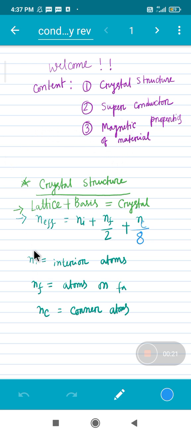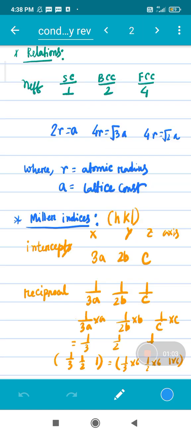So suppose I ask you, what is a crystal? A crystal is basically lattice plus basis. Basis means atoms and other things, and lattice, you know, is an orderly collection of imaginary points. Okay, so I ask you what will be n effective. n effective will be ni plus nf by 2 plus nc by 8. What is ni? ni means the interior atoms, they will contribute with one factor. Next, nf are the atoms on the faces, nc is the corner atoms. Okay, so in this way you will find the n effective.